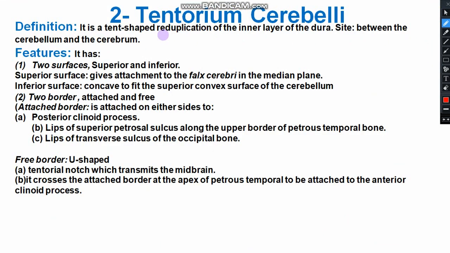Tentorium cerebelli: it is tent shaped. It is a reduplication of the inner layer of the dura mater, and its site is between the cerebellum and cerebrum. You have seen in another slide this tent shape; the tentorium cerebelli is giving shelter to the cerebellum, so that's why the term tent is used. Feature: it has two surfaces, superior and inferior.